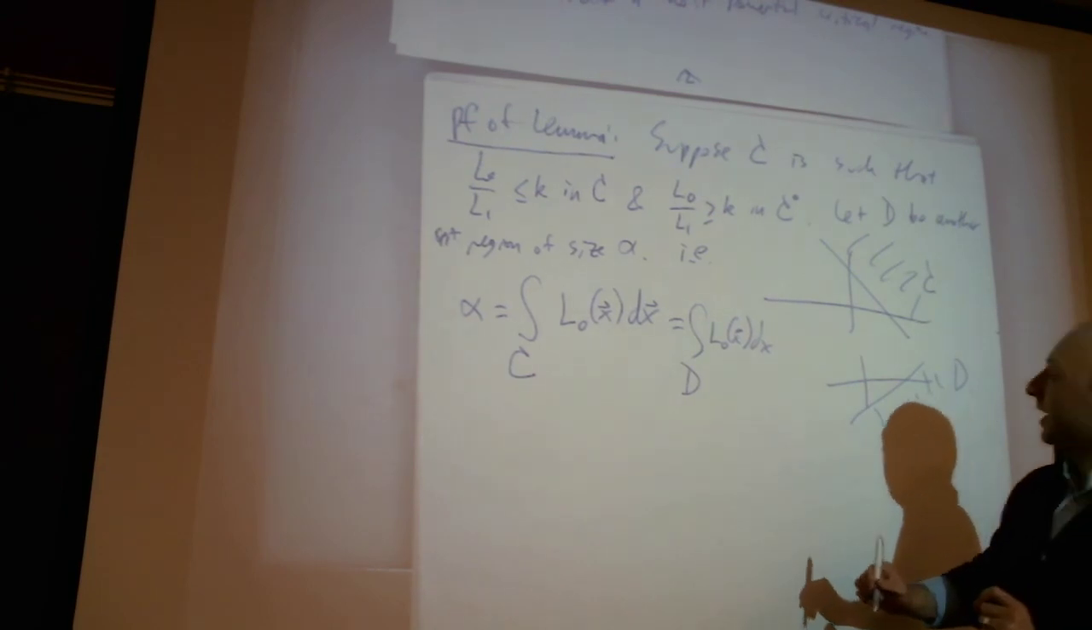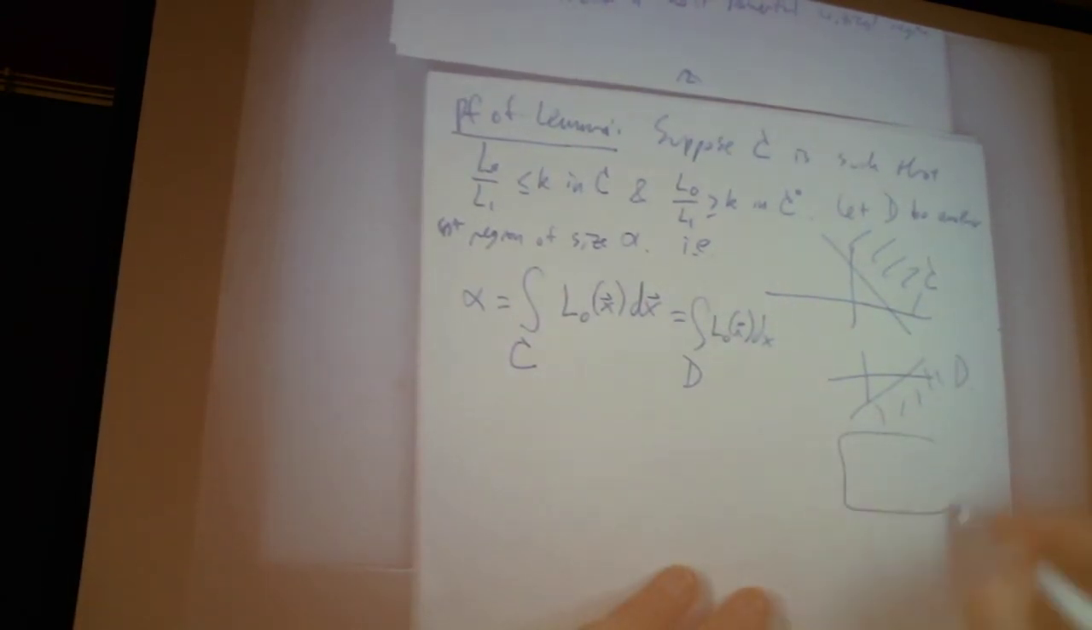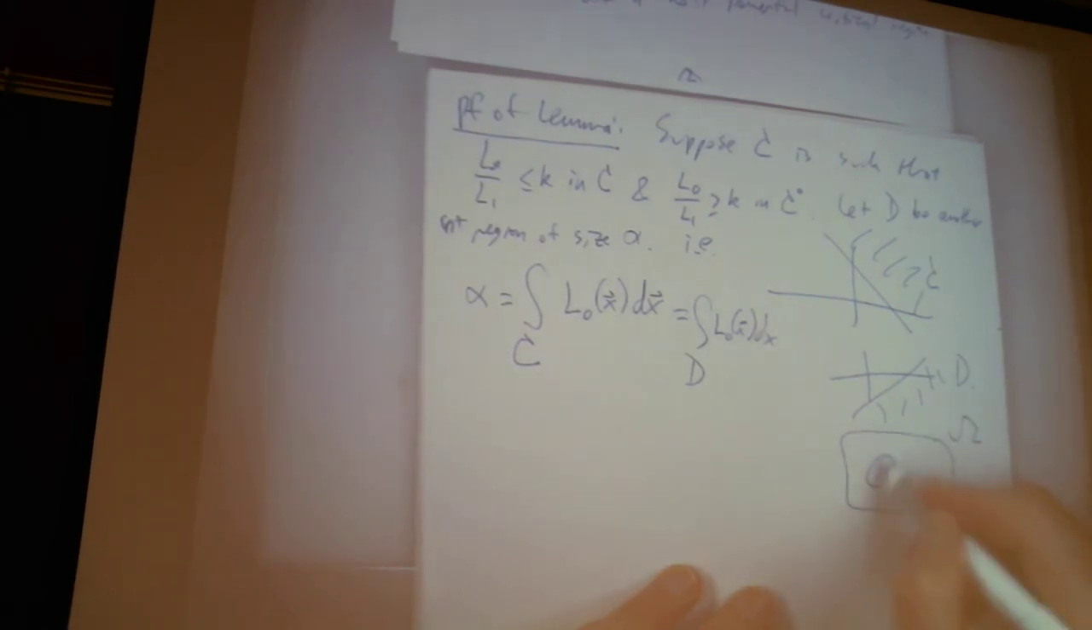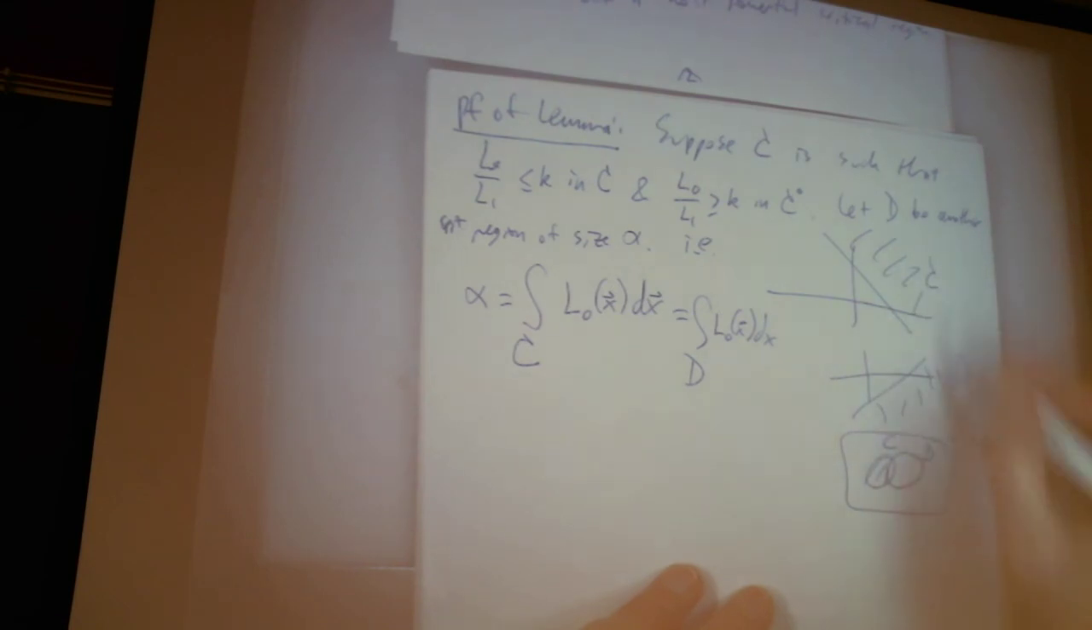Okay, now let me draw these two regions as kind of a bubble. So here's the set of all possible outcomes. Here are the outcomes in C. Here are the outcomes in D. You see they have some regions in common.